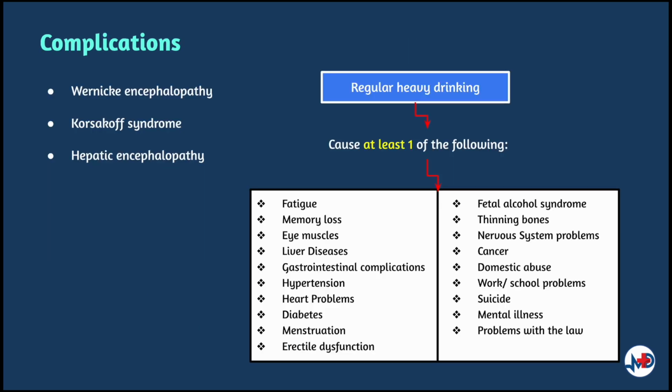Next, let's take a look at the complications of alcoholism, which are as follows: Wernicke's encephalopathy, characterized by ataxia, ophthalmoplegia, and confusion; Korsakoff syndrome, where there is anterograde and retrograde amnesia, often with confabulation and preceded by Wernicke's encephalopathy; and finally, hepatic encephalopathy, which is characterized by asterixis and confusion.